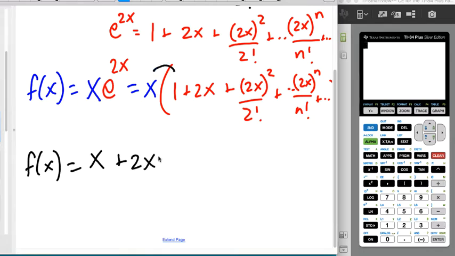All right, so I distribute the x, and I get that my f of x is an x plus a 2x squared. And if you want to clean this up a little bit, you can. It doesn't really matter to me. You might see that somebody writes this as a 2 to the n and an x to the n. It's up to you. There's a couple different ways to deal with this.